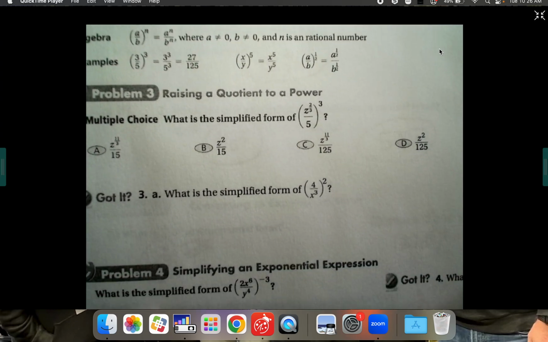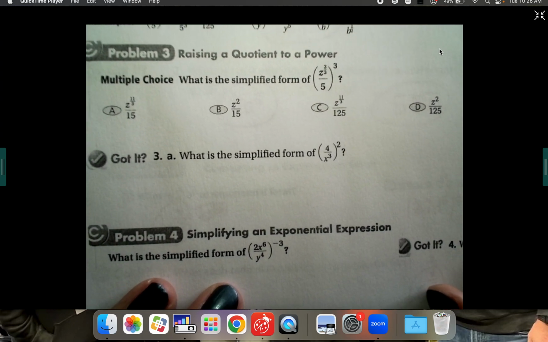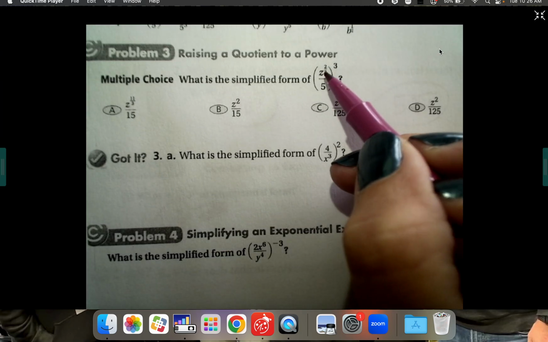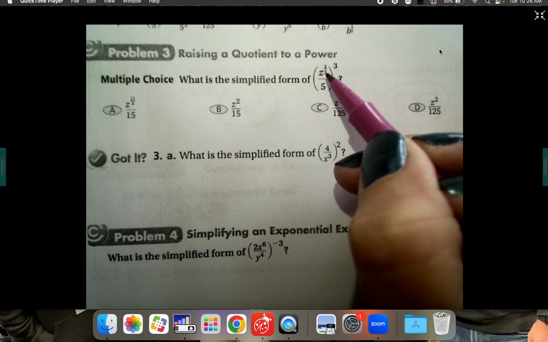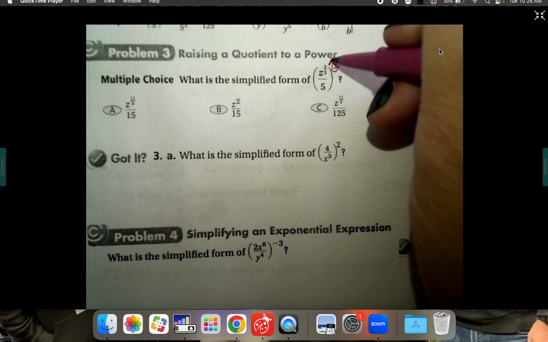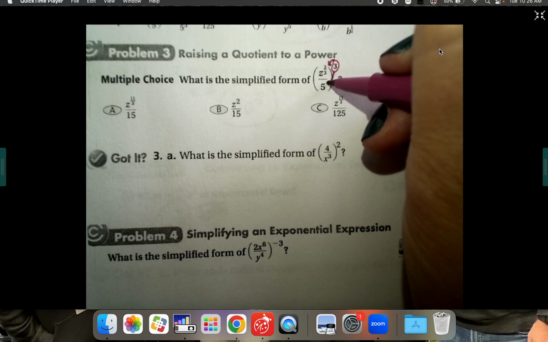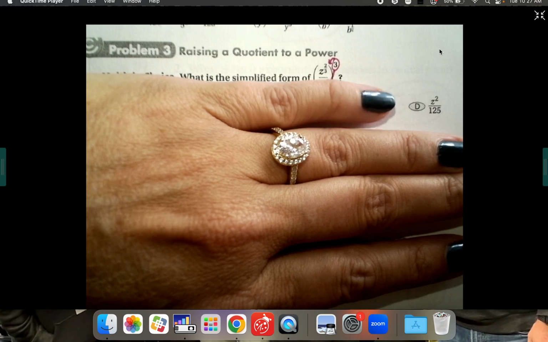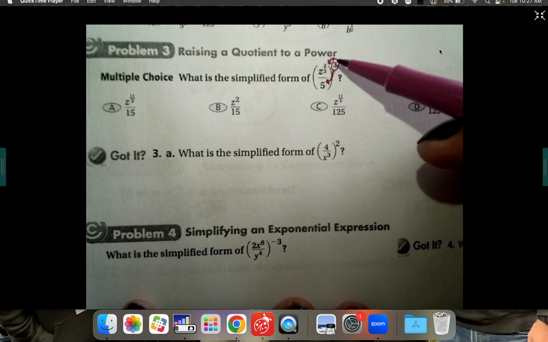Okay, so let's try one. It gives us multiple choice. Okay, guess it's helping us out a little bit on the multiple choice one. So we know that z has a 2/3 already, and we are now distributing a 3, and the 5 also gets raised to the third power. So let's not worry about the denominator right now. Let's not worry about the bottom. Let's just look at the top, what we've got here.